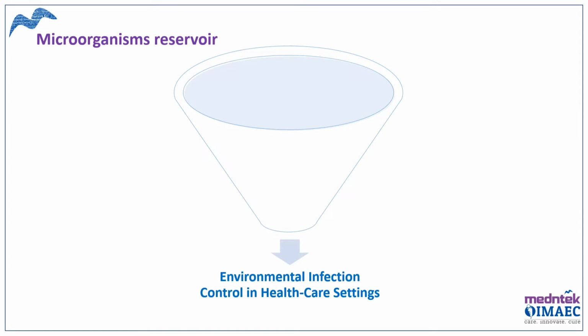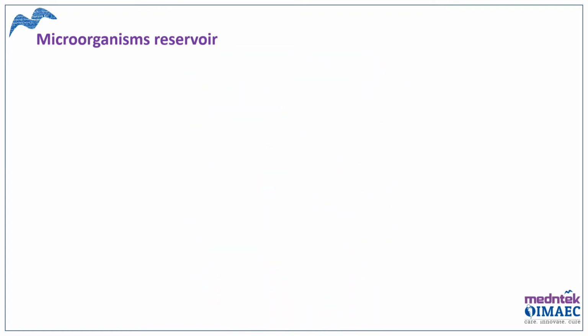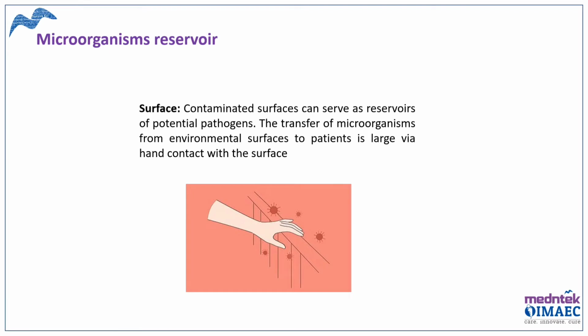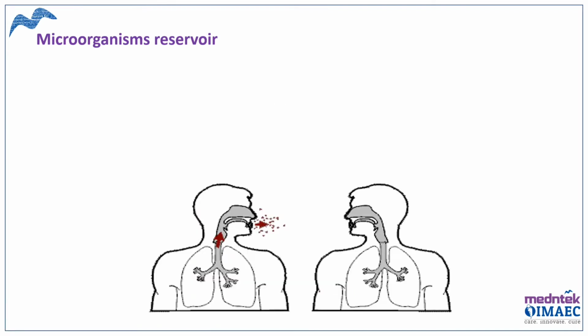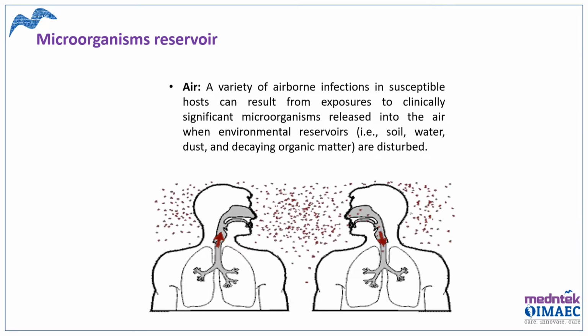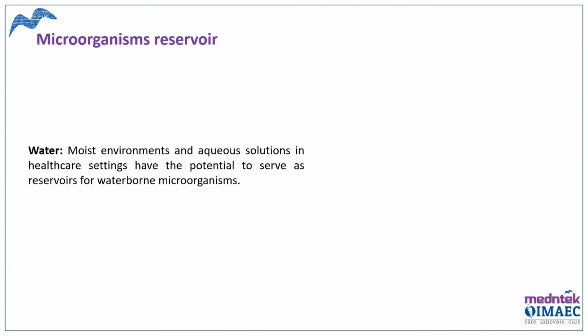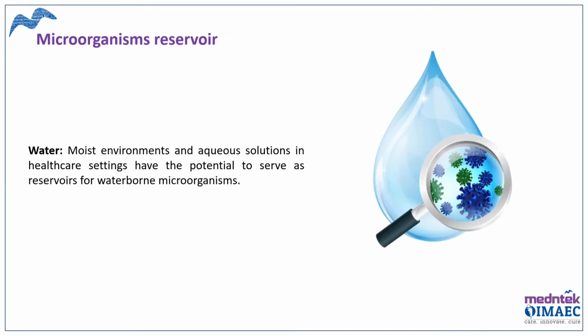The microorganisms in a hospital environment are found at the 3 major reservoirs, which are the surfaces, the air, and the water or moisture in the hospital environment. The surfaces in a hospital are contaminated by frequent touching by the patients, healthcare workers, or the visitors. Due to the coughing and sneezing of an infected person, microorganisms are transferred to the air, and also because of the disturbance in environmental reservoirs. The water or moisture content present in a hospital facility also serves as a reservoir for waterborne microorganisms.